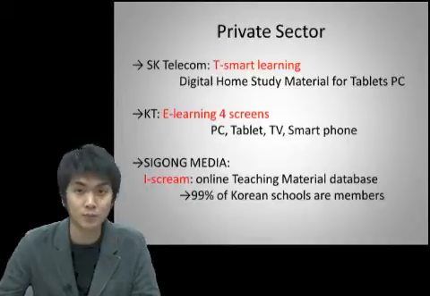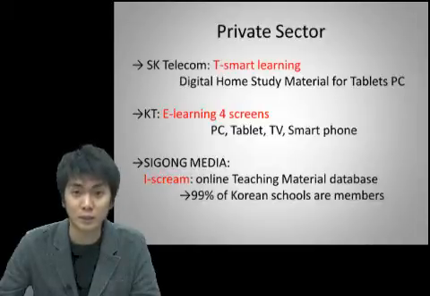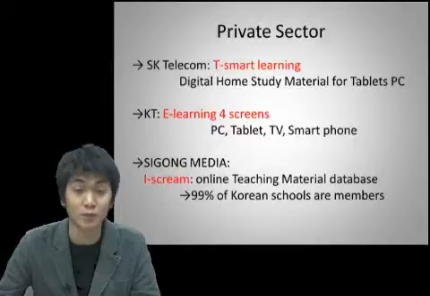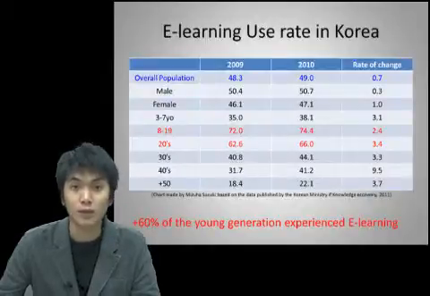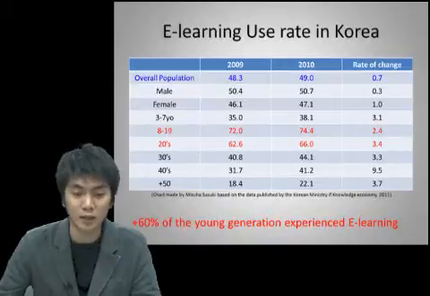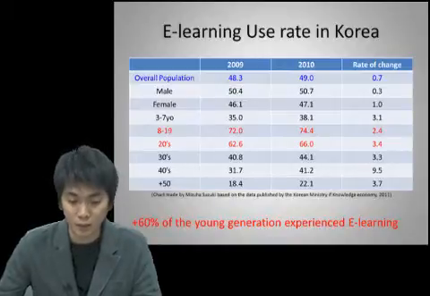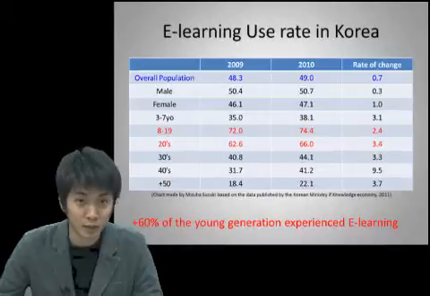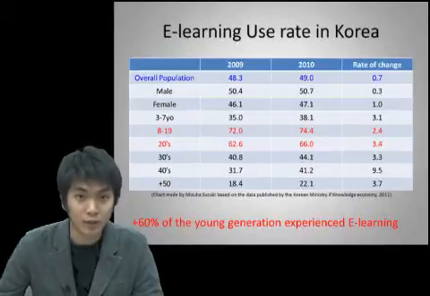For example, T-Smart Learning by SK Telecom, e-learning using 4 screens by KT, and iScreen by Sigon Media, which is an online teaching material database of which 99% of Korean schools are members. And if you see this chart, you can understand that Korea has a high e-learning usage rate. And what's remarkable about this chart is that the youngest generation has about a 60 to 70% usage rate.